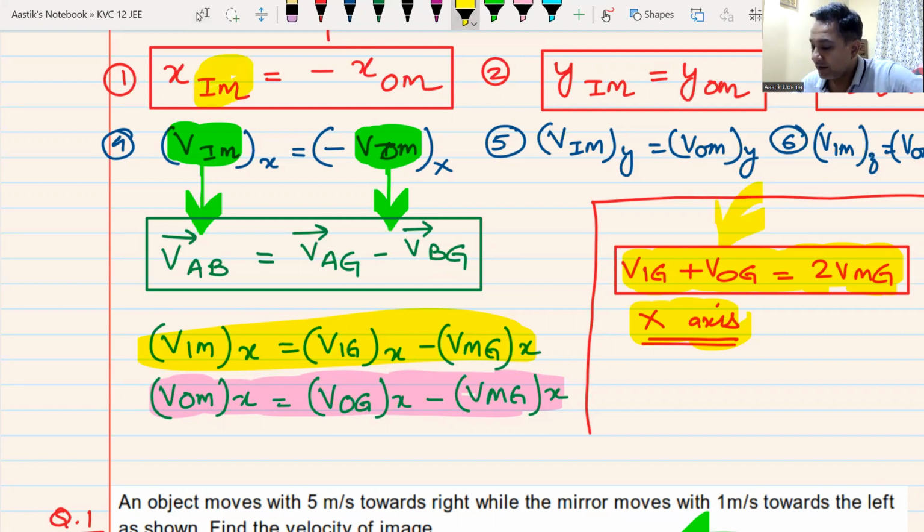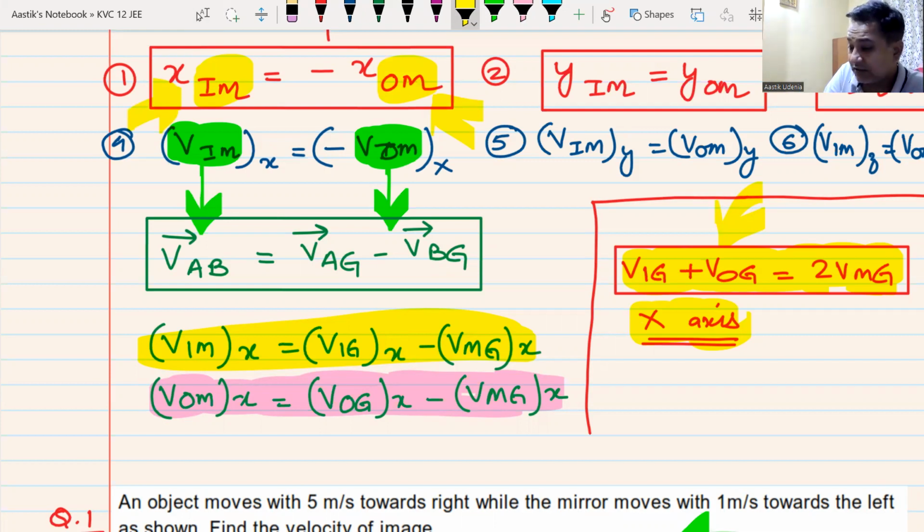Okay, sir. And it was like this, right? I am and OM. Do you understand the meaning of I am and OM? Image with respect to mirror and object with respect to mirror. Do we remember this? Image with respect to mirror and object with respect to mirror, my dear friends.